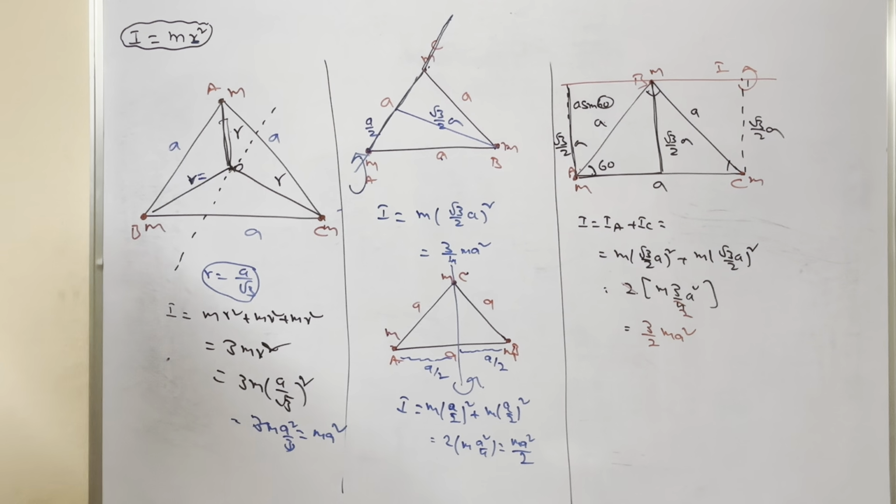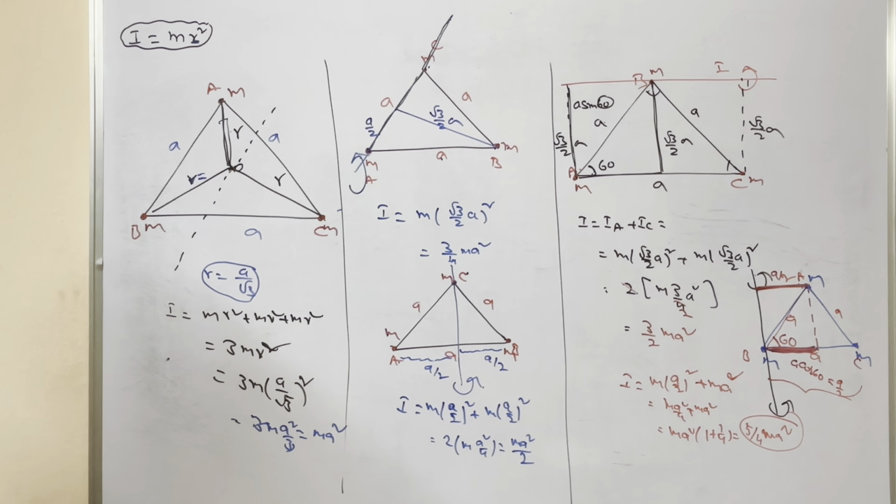So today we discussed this triangle model. Next we can take a square like this. If you practice like this, you will get the square also very easily. For each mass particle, find the distance from the axis of rotation, and just apply this formula.